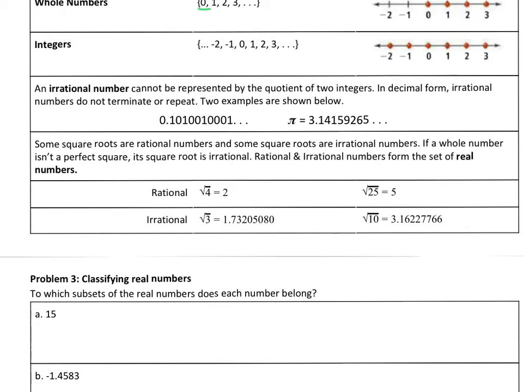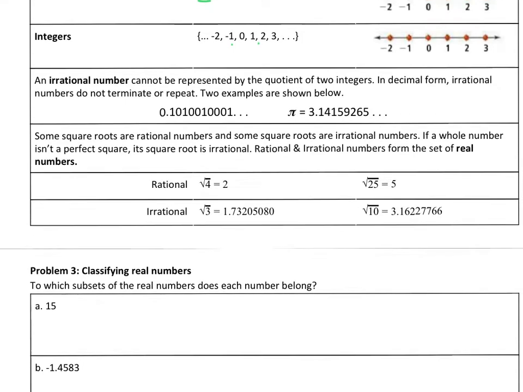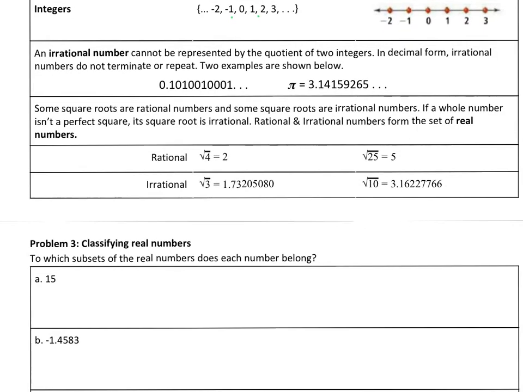Going a little bit bigger, integers are positive and negative whole numbers, including 0. So integers, we're getting a little bit broader here, okay? And then next, an irrational number is a number that can't be represented by a fraction of 2 integers. And in decimal form, these decimals do not repeat and they do not terminate.